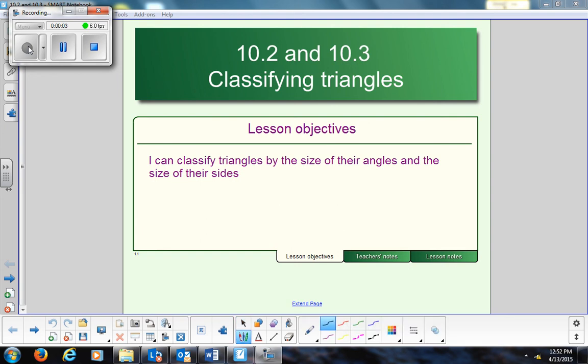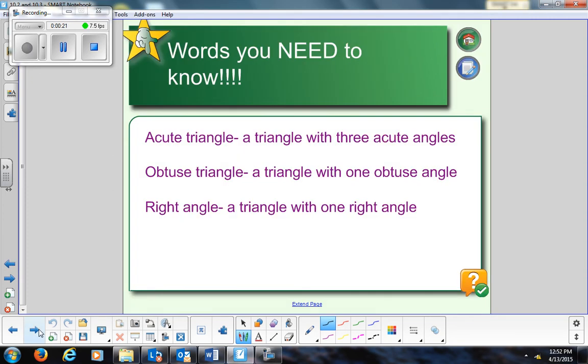Okay, so tonight we're going to build on what we know about angles, and we're going to use them to classify triangles. So our lesson objective is that you're going to be able to classify triangles by the size of their angles and the size of their sides. Okay, so we're going to be working on some more vocabulary. These are words that you need to know.